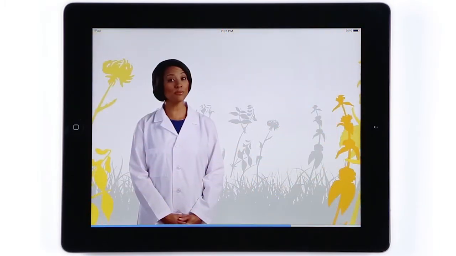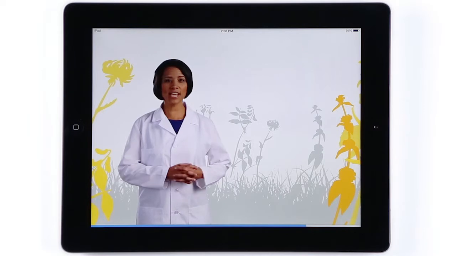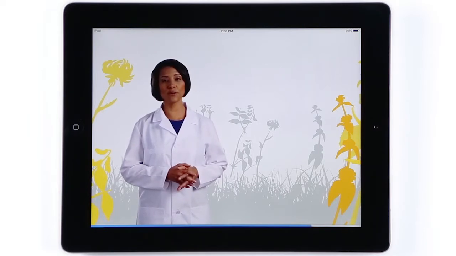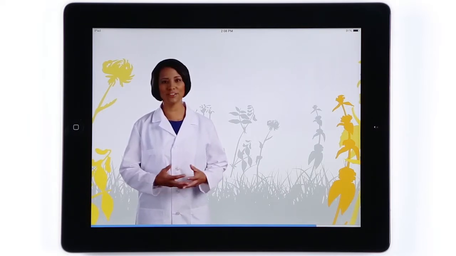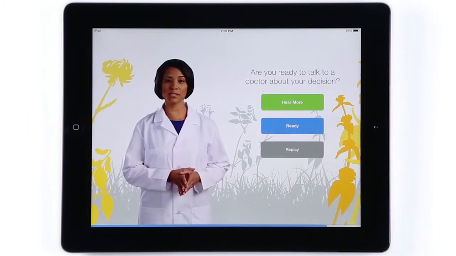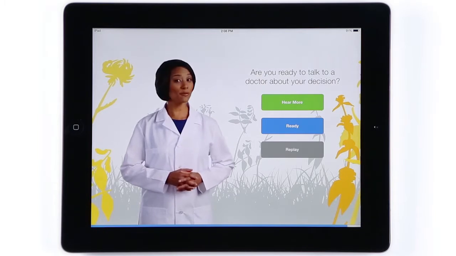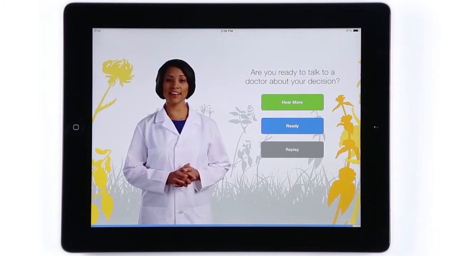At this point, you may be ready to make a decision. However, it's okay to be uncertain. We want to help you arrive at a decision so you feel comfortable, confident, and informed. If you'd like to hear more from doctors and families about common questions and concerns and how they work through their uncertainty, please press Hear More. If you're ready to speak with a doctor about your decision now, please press Ready.